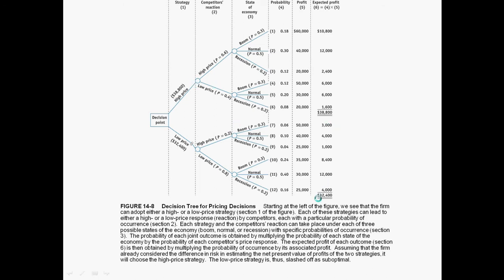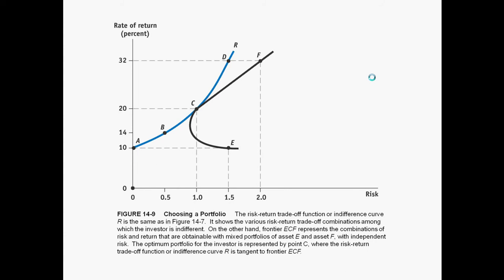We can work back. So this 32,400 goes here. This 38,800 goes here. He's better off charging a high price, and it's almost like a kind of tacit collusion in this case. But we're using a decision tree model to decide what the best strategy is. And notice we haven't actually taken account of risk in this case. We're just calculating the expected profits.